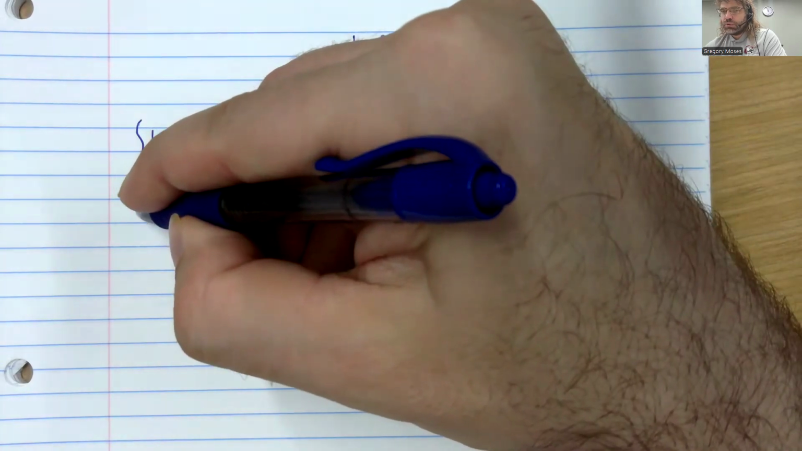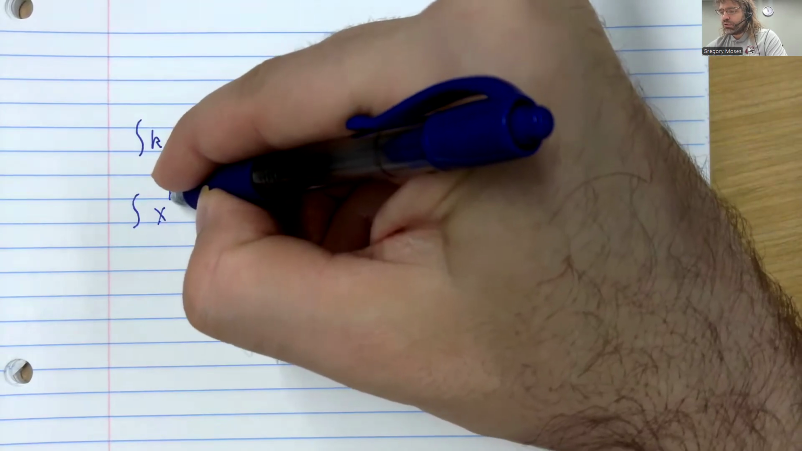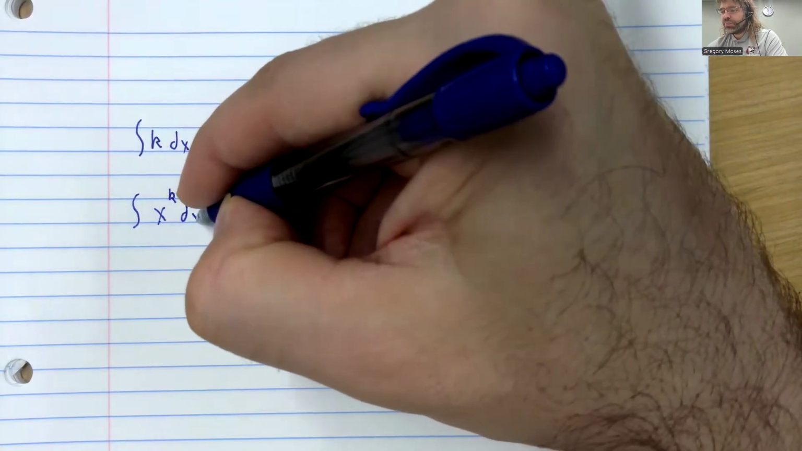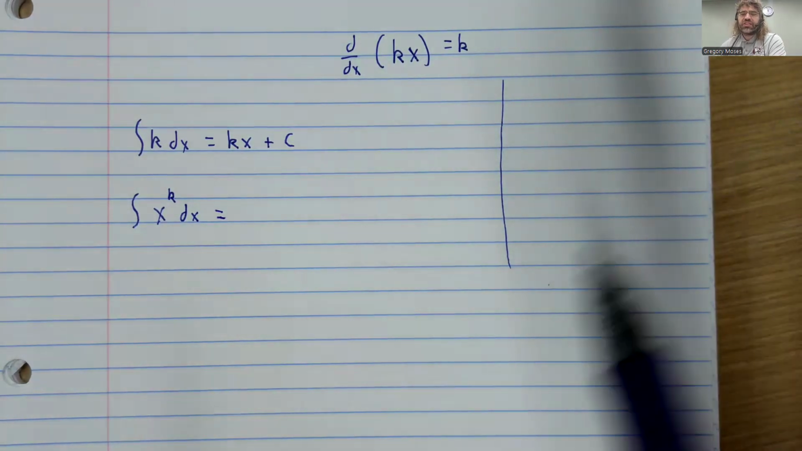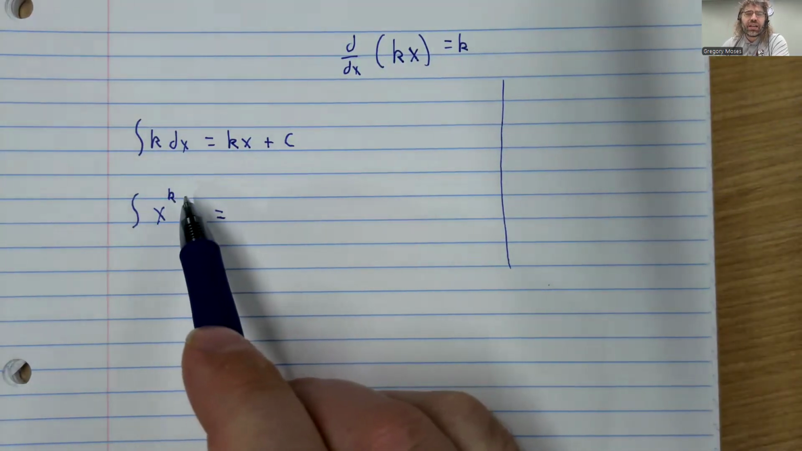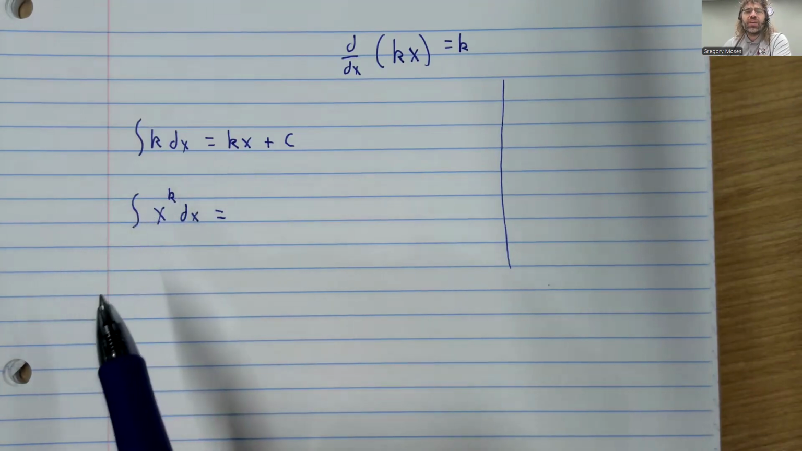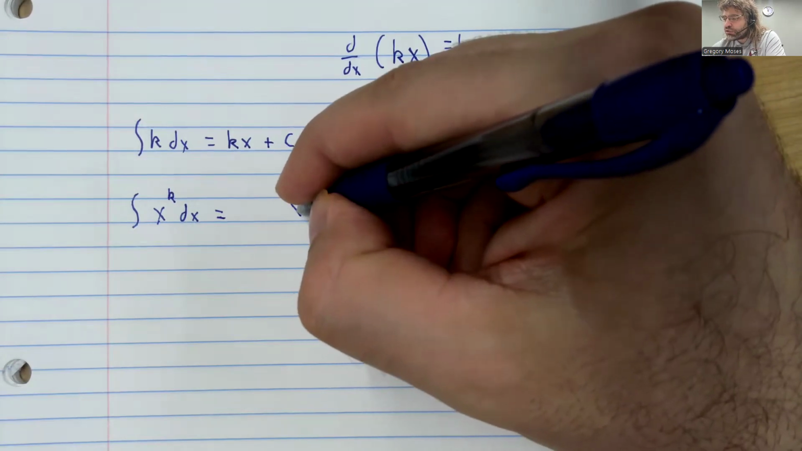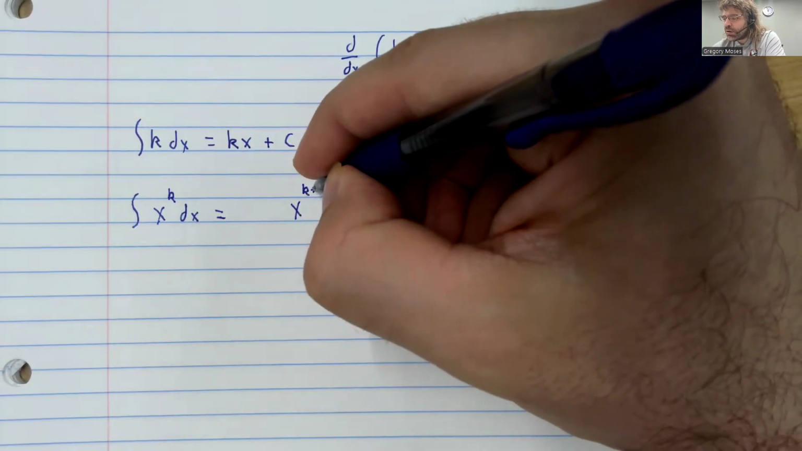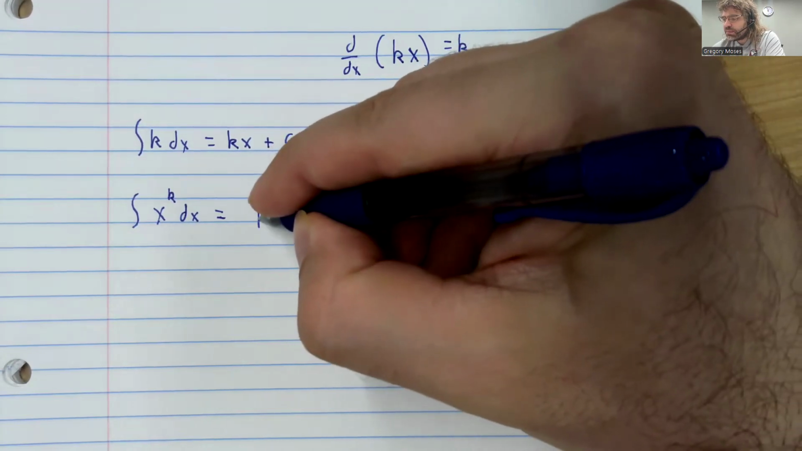Our next rule is the power rule in reverse. When we use the power rule, to take a derivative, we decrease the power and then multiply. For the antiderivative, we're going the other way. So we increase the power and divide.